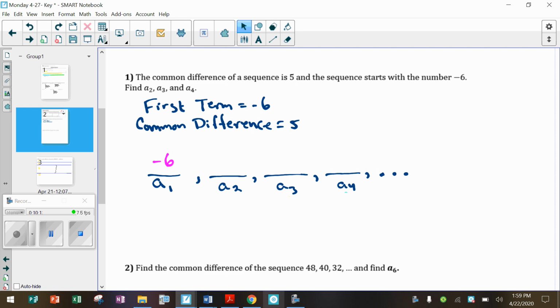Since our common difference is 5, we take our first term of negative 6, add 5, and we get our second term of negative 1. Then we take that second term, add 5, and get the next term of 4. Then we take that one, term 3, add 5, and then we can get term number 4. So once we know the first term, we can just keep adding our common difference to find any other term we want.